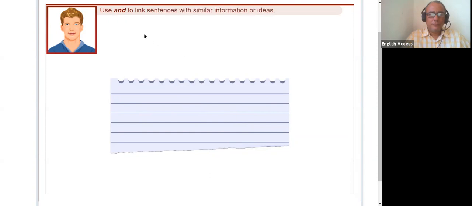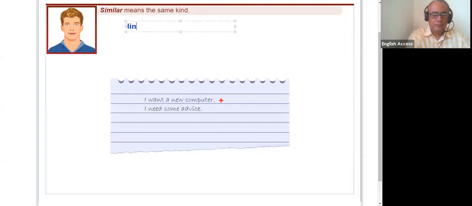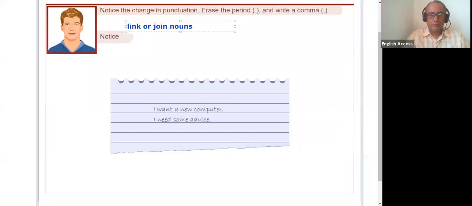Use and to link sentences with similar information or ideas. Similar means the same kind. I want a new computer. I need some advice. I want a new computer and I need some advice. Notice the change in punctuation. Erase the period and write a comma. I want a new computer, and I need some advice.